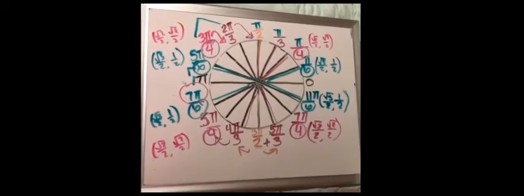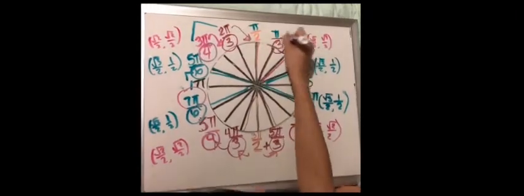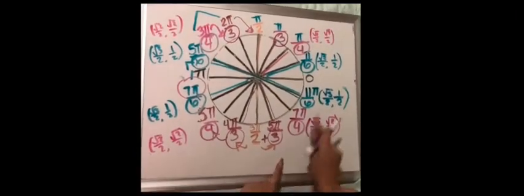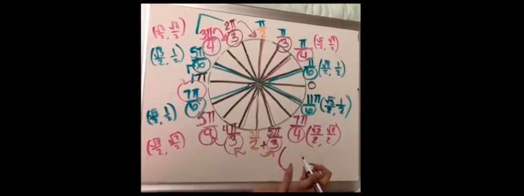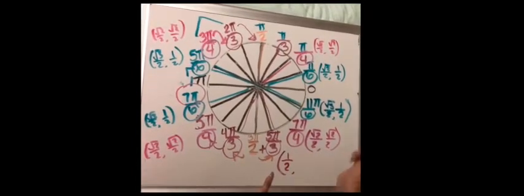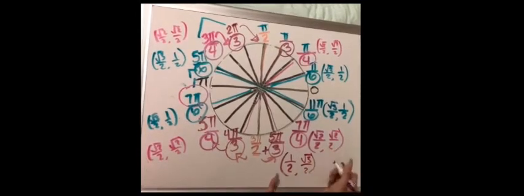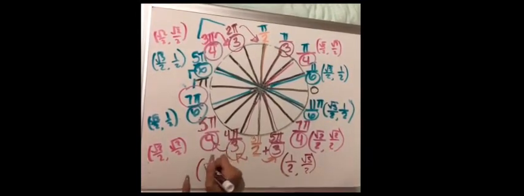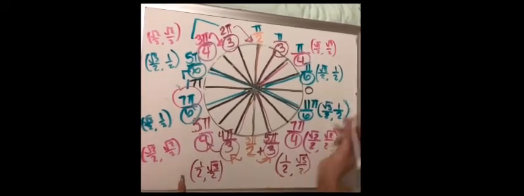Next is 3 as your denominator. If 3 is your denominator, it's the same as the 6 denominator, except you flip the numbers. So instead of the x coordinate being square root of 3 over 2, it's going to be 1/2. And then your y value is going to be square root of 3 over 2, always. So again, if the denominator is 3, then your x value is 1/2 no matter what, and your y value is going to be square root of 3 over 2.